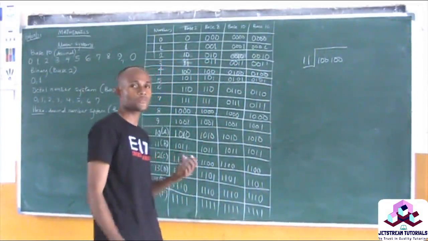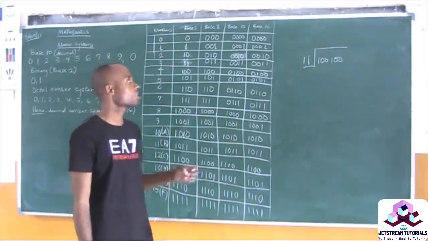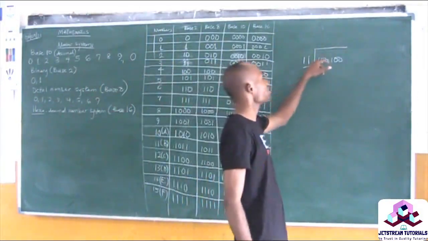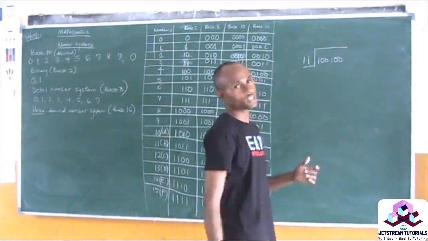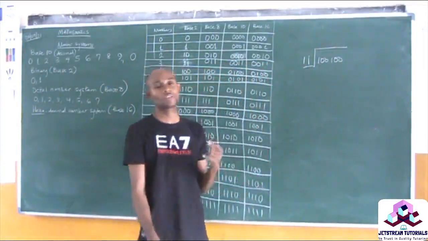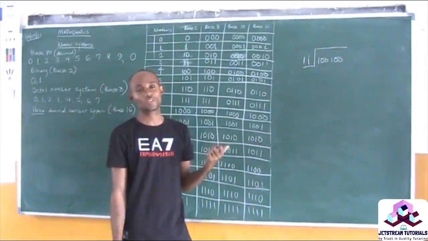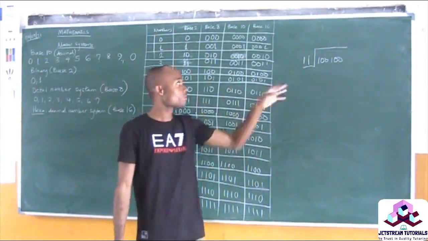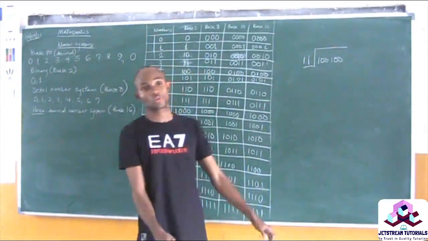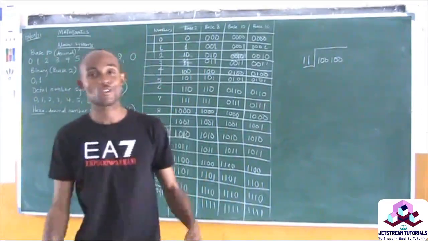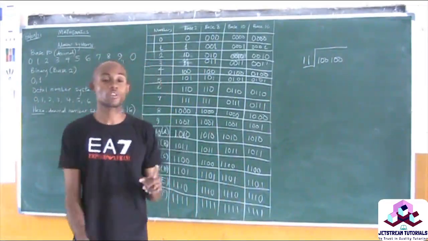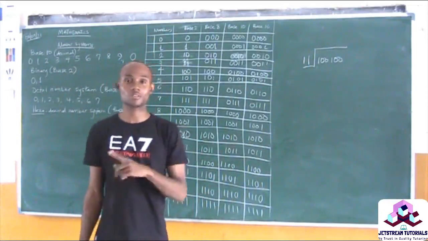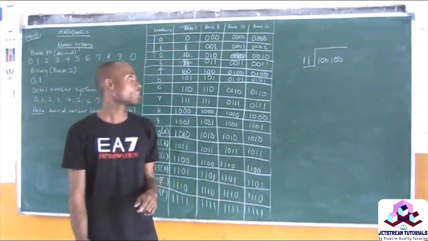Remember, we cannot have 2. So even if 100 divided by 11 is 9 or 8, it is not possible, because we cannot write 8 since it is a binary number. So what do we do? Remember, if 11 must go into 100, it must go either 1 and 0, or 0 and 1, or 1 and 1. You understand?